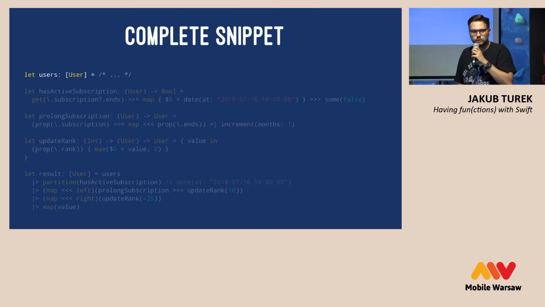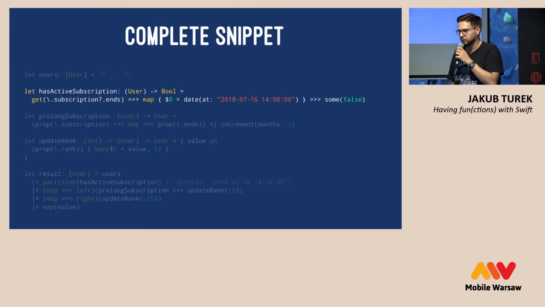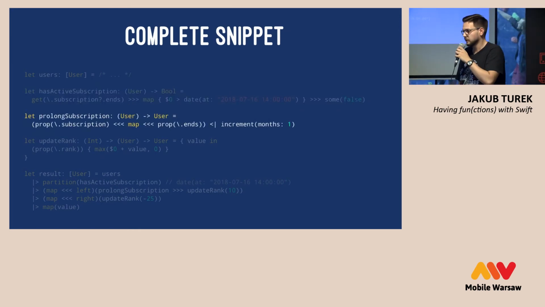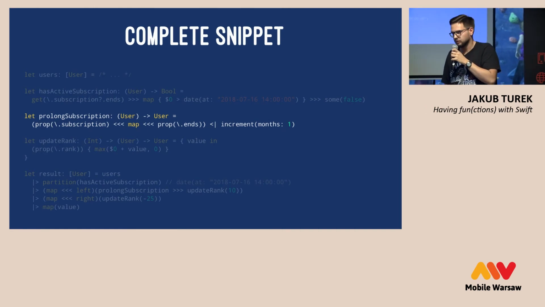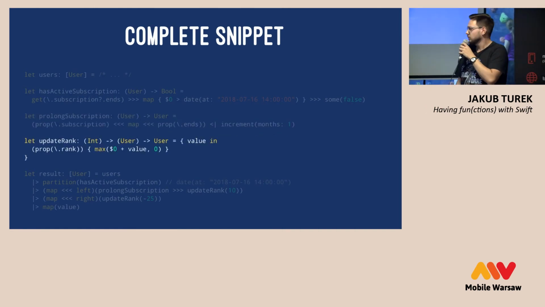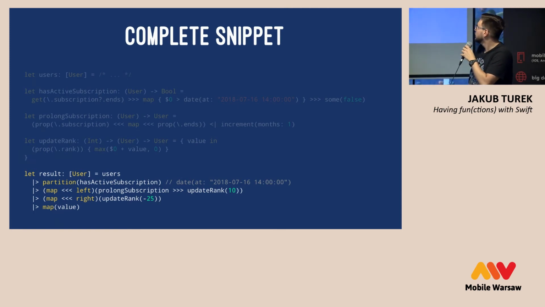We have the array of users. We have composed ourselves a function to check whether the user has an active subscription or not. We have composed ourselves a function that can prolong a subscription for the user. We have composed a method to update the rank for the user. And finally, we take our users, partition them, and just apply the transformations that we want.